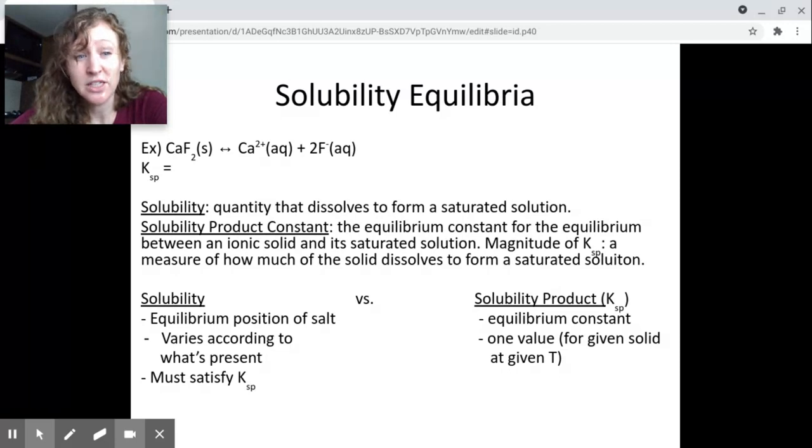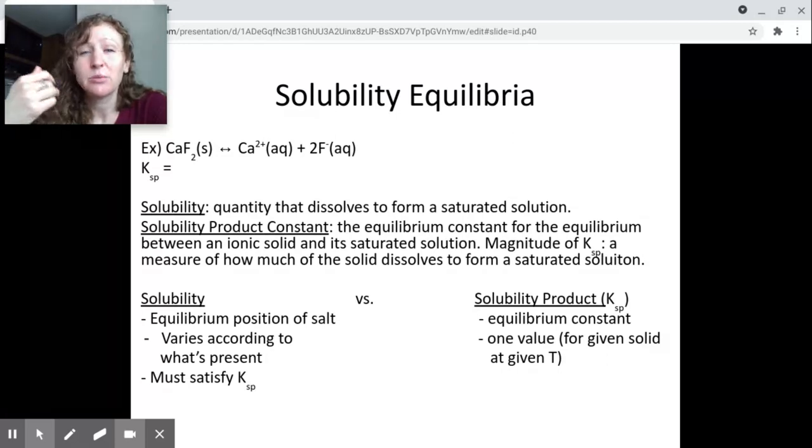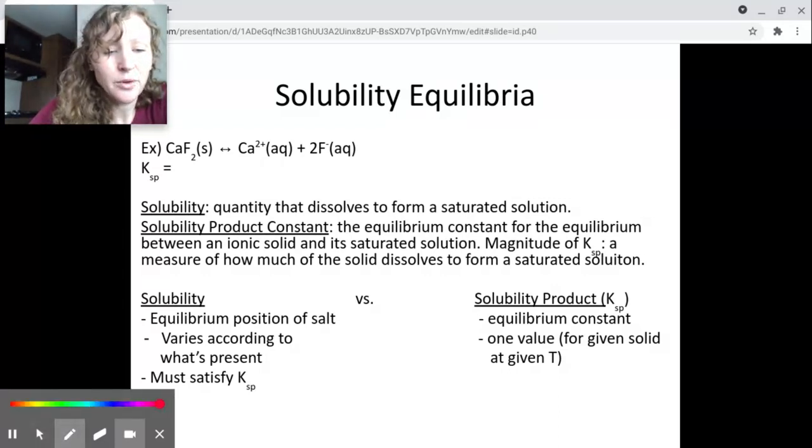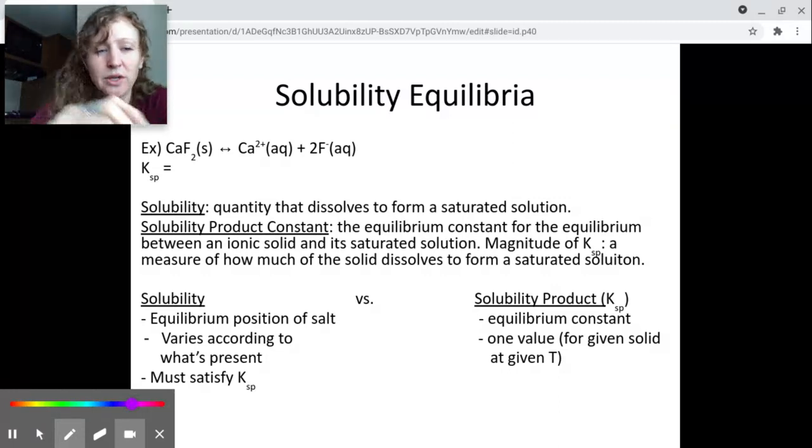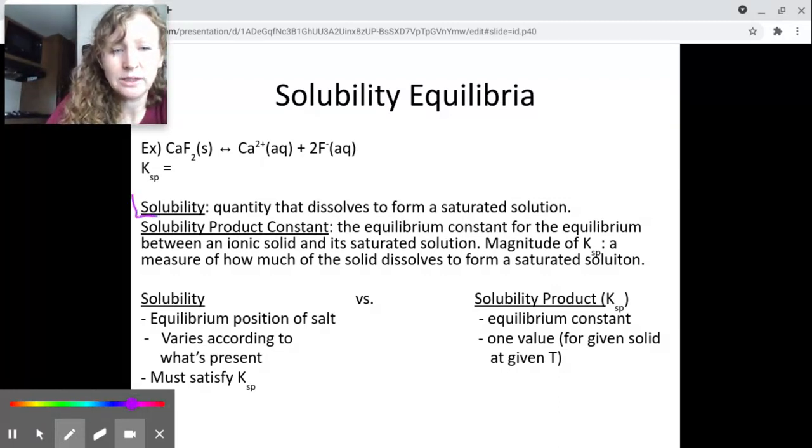We're going to start by talking through some of this vocab, because if you understand what the question is asking, precipitation and dissolving are actually really simple applications of equilibrium. It's kind of more of the same. So let's take a look at a couple words that you really need to know before moving forward. The first one is going to be solubility.